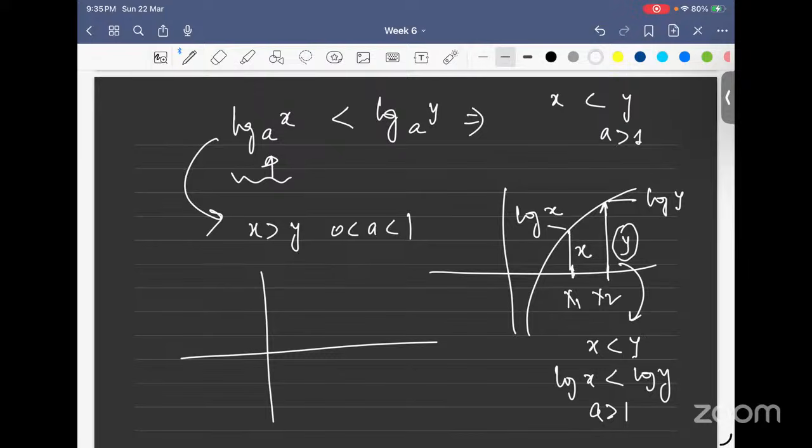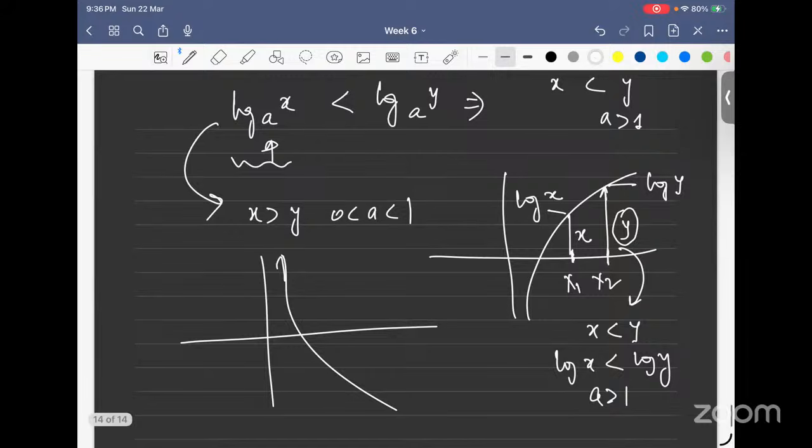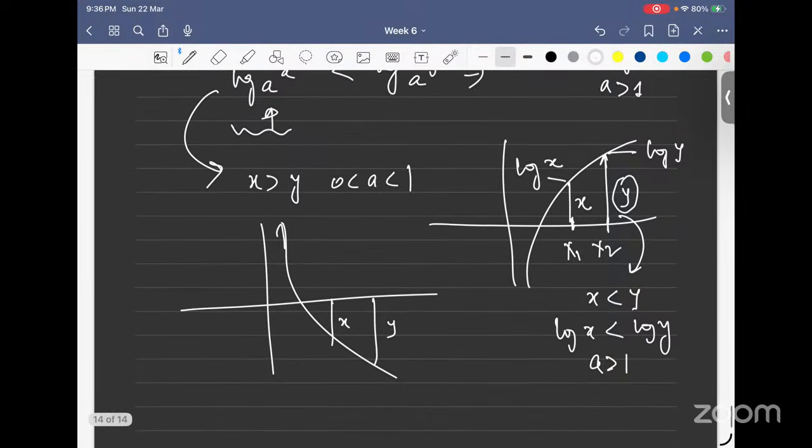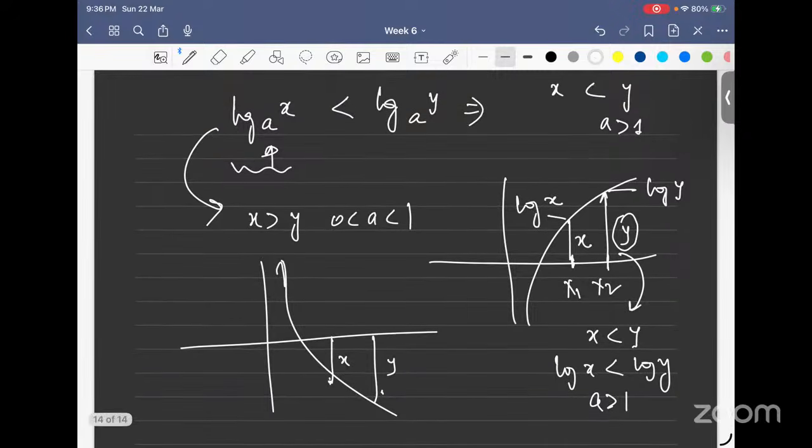A decreasing function, from the second quadrant it goes down. As x tends to 0, yes, okay, now you can see that this is x, and let's say this is y. This x is less negative, so this is greater as compared to y. So that's why the inequality changes, because this is a decreasing function.